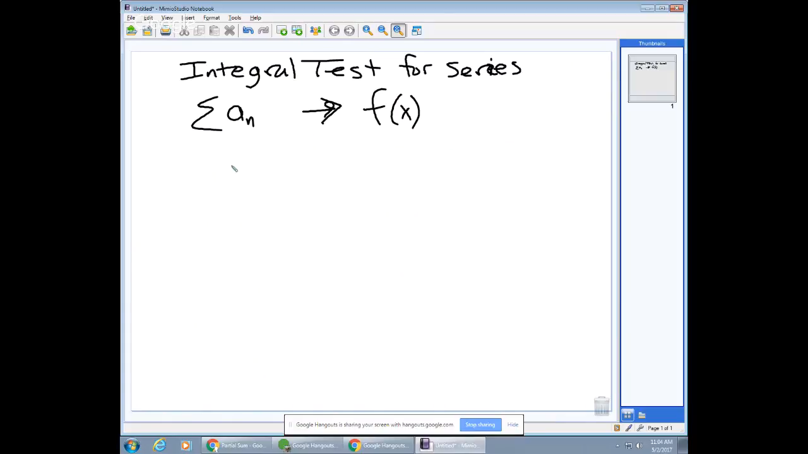Some things that are important about f of x: f of x would need to be continuous, at least most of the time, for us to take the integral, right? Other things about it is we want it to be positive, otherwise we're going to have some cancellation issues. And then we also want it to be decreasing, because if it's not decreasing, then we're going to fail the divergence test, which means there's no point in even doing this at all.